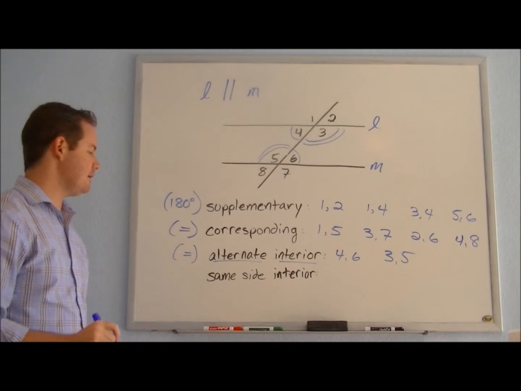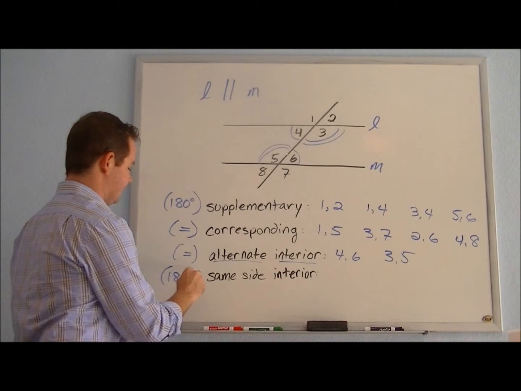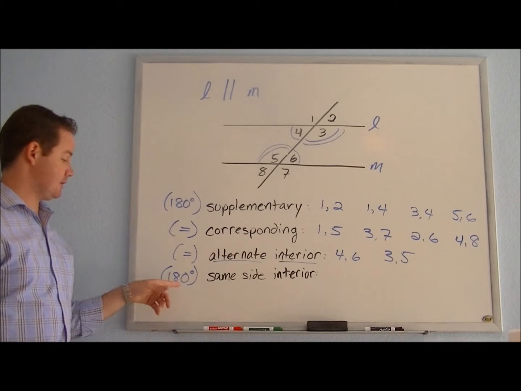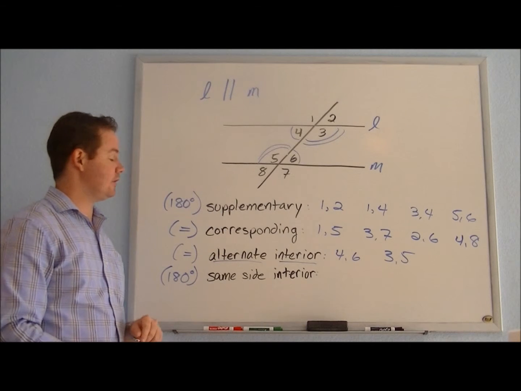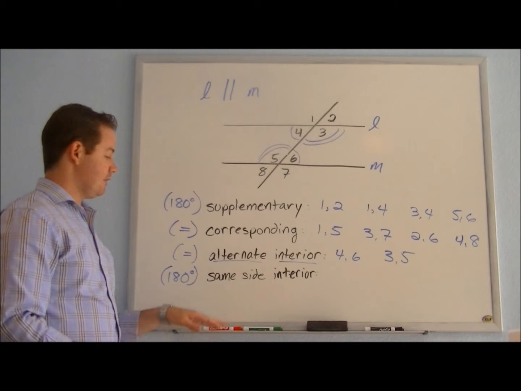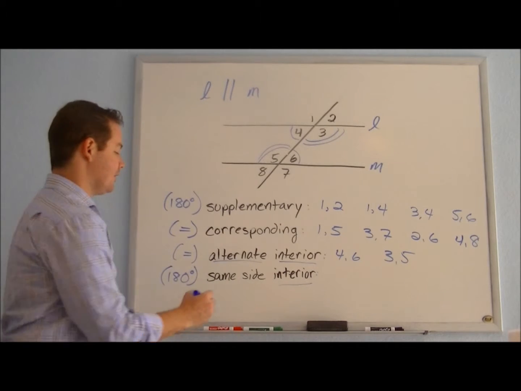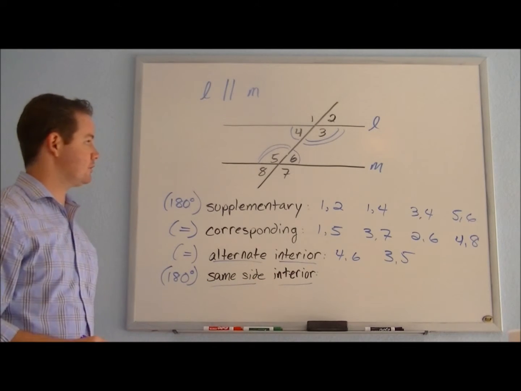And lastly, same side interior angles will be supplementary. It means they'll add up to 180 degrees. So for same side interior, we're looking at two angles that are on the interior of the parallel lines, but on the same side of the transversal.